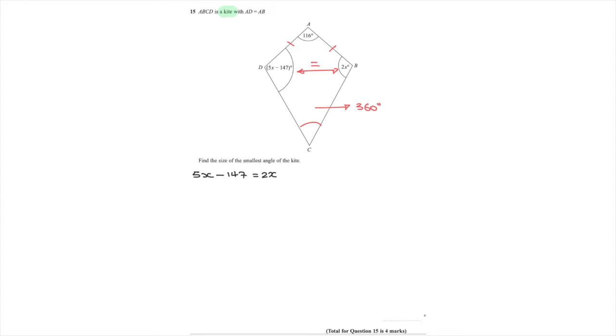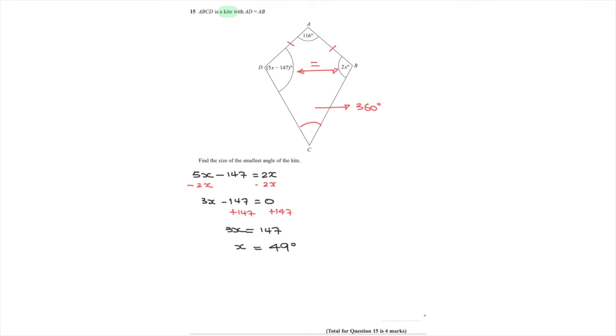Now in order to find x, I'm going to use my balancing method to solve this equation. So I'm going to take away 2x, take away 2x there. And when I take away the 2x, this becomes 3x, take away 147 is equal to nothing. Now I'm going to bring that 147 over to the other side. So I'm going to add 147 there, and therefore 3x is equal to 147. Divide that 147 by 3 and I will get 49. And just like that, I have bagged myself a couple of marks.